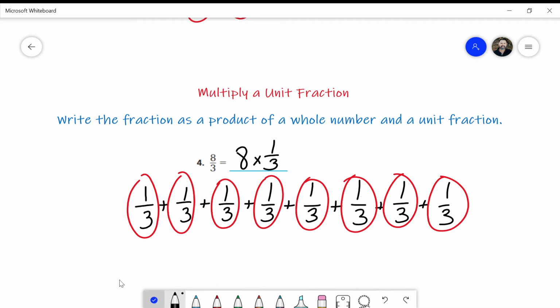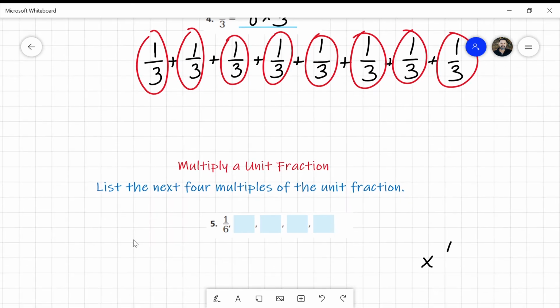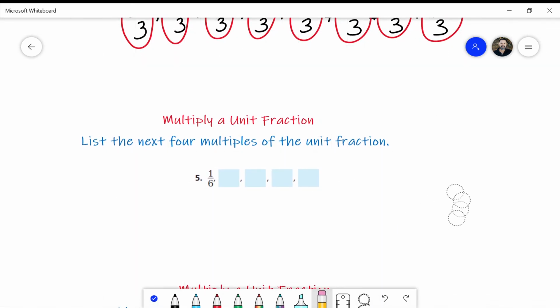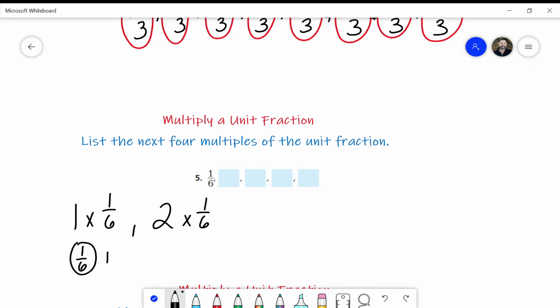Okay, so let's try another one. Now we're going to be looking at multiples of a unit fraction, right? So multiples. So just think about it. We're just repeating the 1/6 here. So if I have 1 group of 1/6, just 1 group with 1/6 in it, well, that's 1/6. Well, if I do 2 groups of 1/6, if I just do 1/6 2 times, well, that would be 2/6.